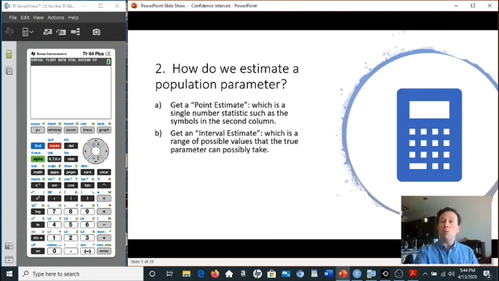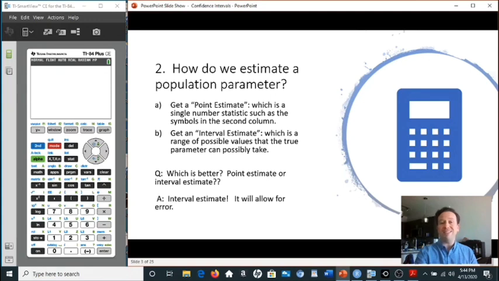Then what we're going to do with that is construct an interval estimate, where instead of having a single number that estimates a big group, we're going to create a little bit of a margin or an interval of values that gives us a minimum and maximum range of what those values could possibly be for our entire population. So now, which is better? Is a point estimate, meaning a single number, the better estimate, or is the interval estimate better? The answer to that is interval estimate, because I'll tell you in the next slide, it's going to allow for error, whereas a point estimate does not allow for error.